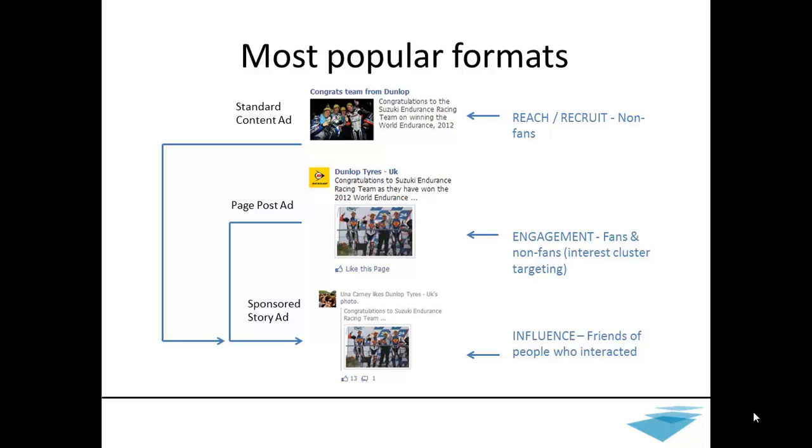This image here illustrates three of very many different options that one can actually use when it comes to buying Facebook advertising. And it's worth noting that these are options that are changing all the time. At the top, we see a fairly basic reach and recruitment ad, so a cost-effective fan recruitment mechanism. In the middle, the page post ad, so actually boosting the reach of a page post that we have created. And finally, at the bottom, a sponsored story ad, which really is used to act as influence via peer recommendation.